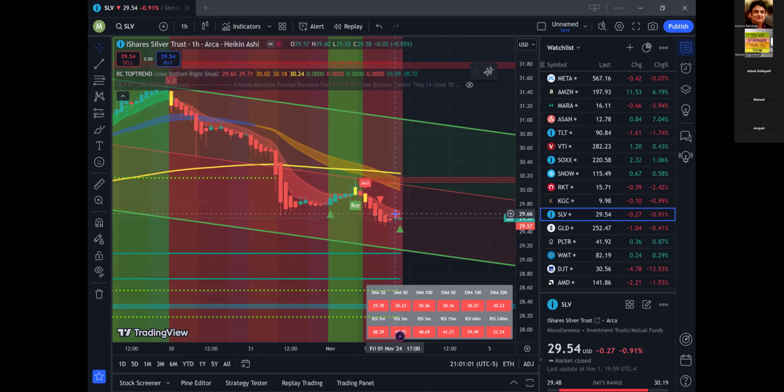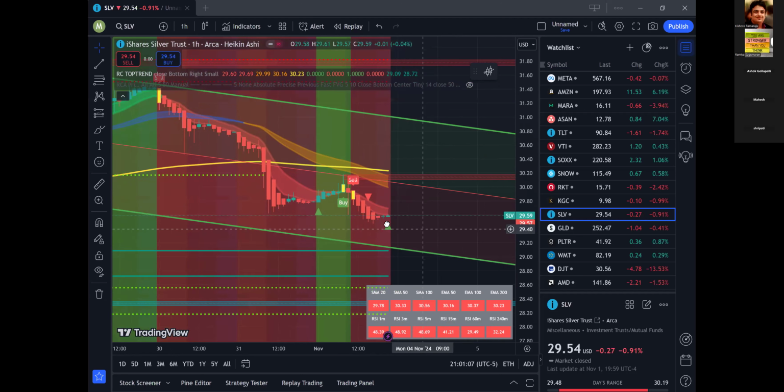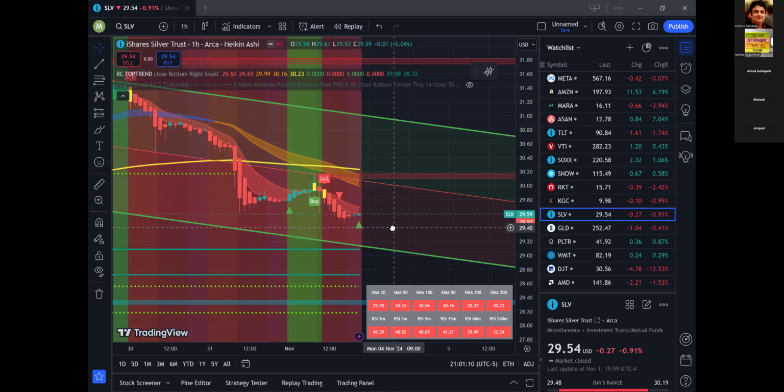So these are called resistance. We can treat them as resistance. If the clouds are red and orange, they will act as resistance. If the clouds are green and blue, they will act as support. One more thing is here.